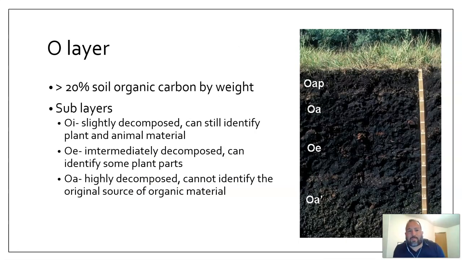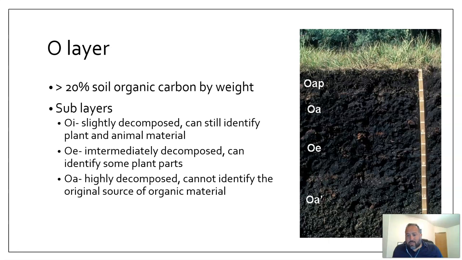So we've talked before about the idea of the O layer, the organic layer. How is an organic layer, or O layer, different from the topsoil, the A layer? The difference is that to be an O layer, it's got to have greater than 20% soil organic carbon by the weight of the soil. If it's got greater than 20%, it's going to be an O layer.